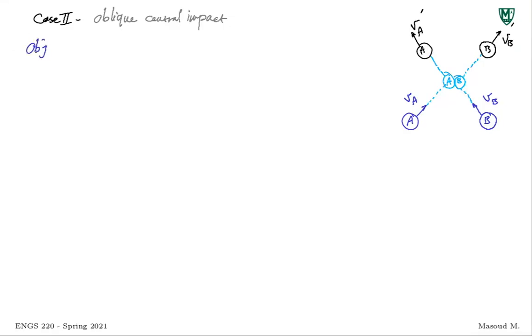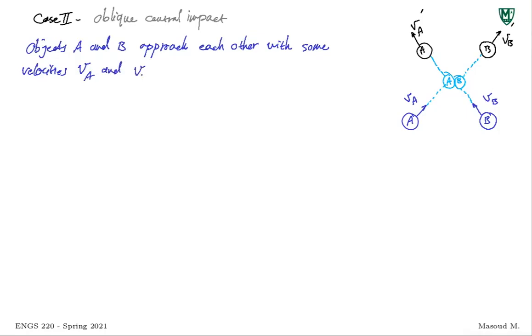Objects A and B approach each other with some velocities, obviously, VA and VB. All right, they get together, and then there is a collision, and then you just travel away.